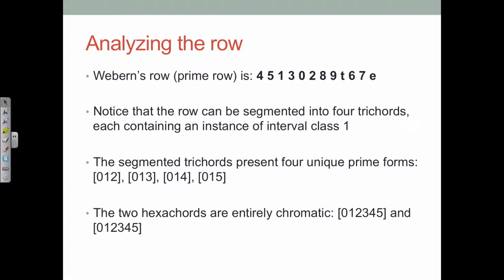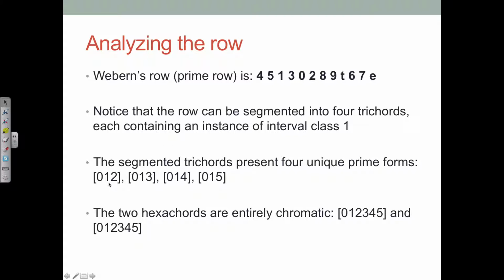In this case, Webern is really crafty here. If you separate it into 4 trichords, you'll notice that each trichord, so 4, 5, 1, that's one trichord, has an instance of interval class 1, heard as a minor second. The next one here is 3, 0, 2. You can see 2 and 3 give you that minor second, interval class 1. 8, 9, 10, you can see interval class 1 right here. And 6, 7, 11, interval class 1 between 6 and 7. So that's nice. Each trichord has this instance of interval class 1.